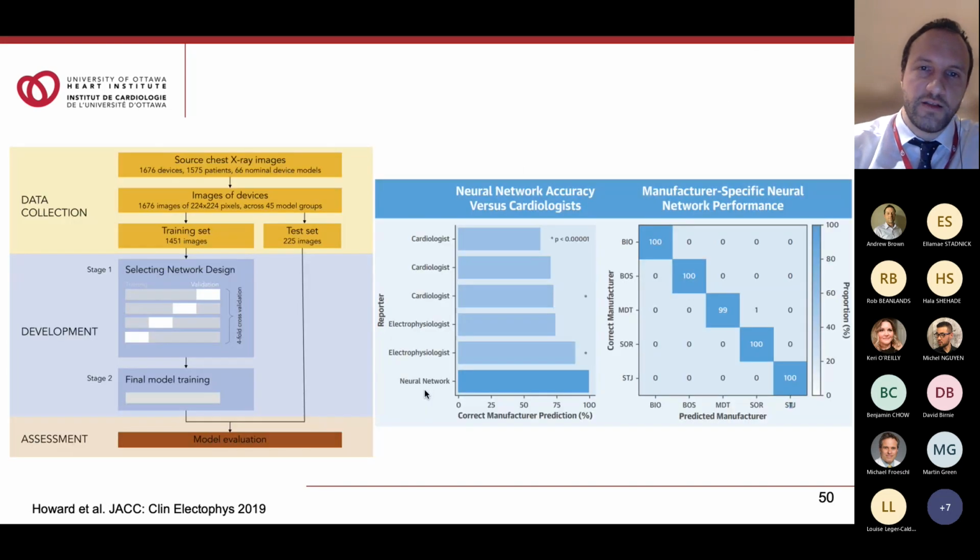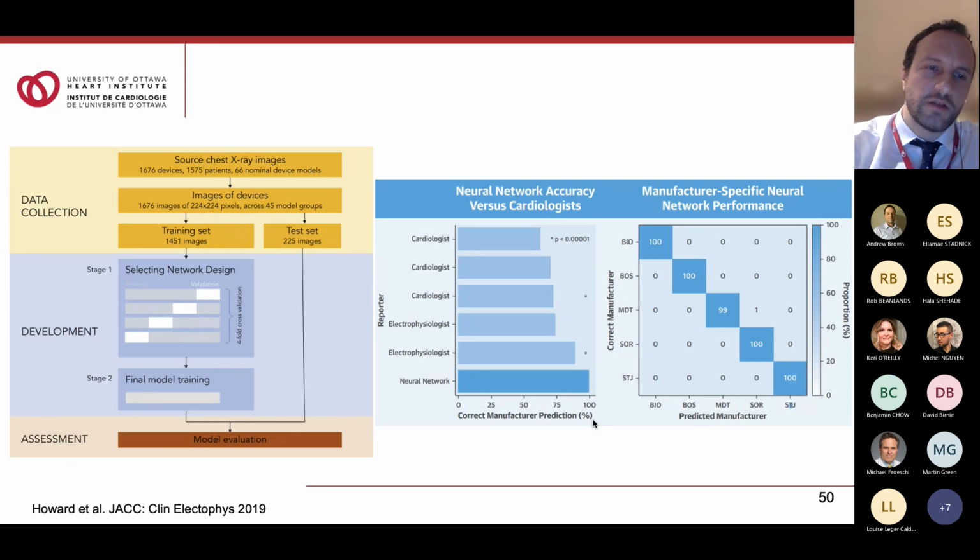Of course, this has also been studied for cardiac implanted devices using a neural network. In this small study, they used 1,600 chest X-ray images to train the neural network, and they compared the accuracy of cardiologists and electrophysiologists, and showed that the neural network actually outperforms cardiologists and electrophysiologists for the identification of the manufacturer of the device.